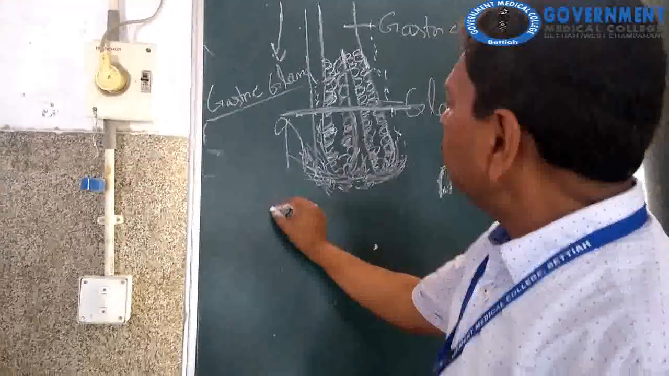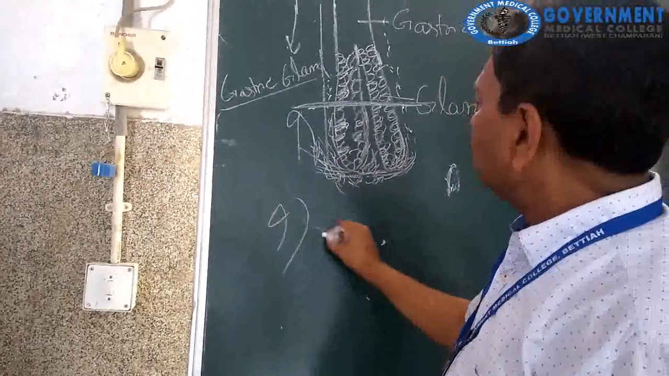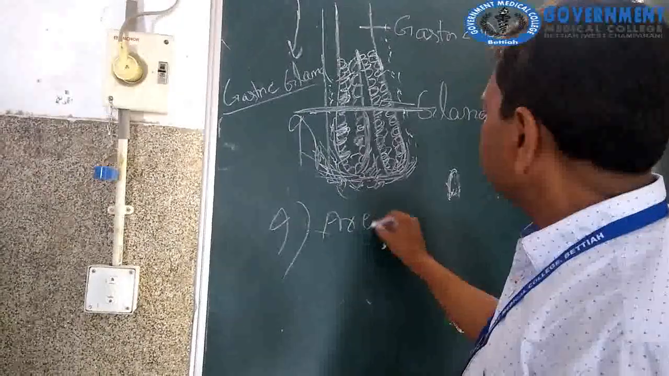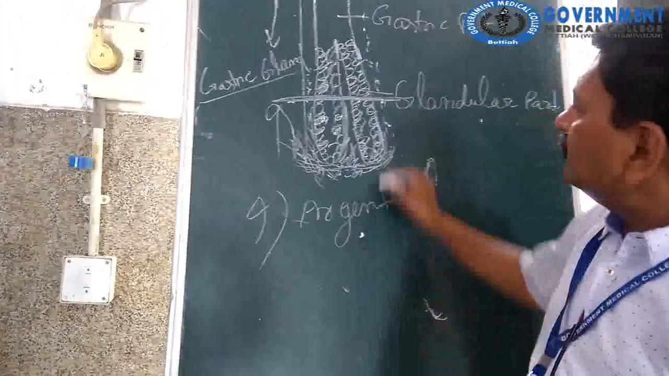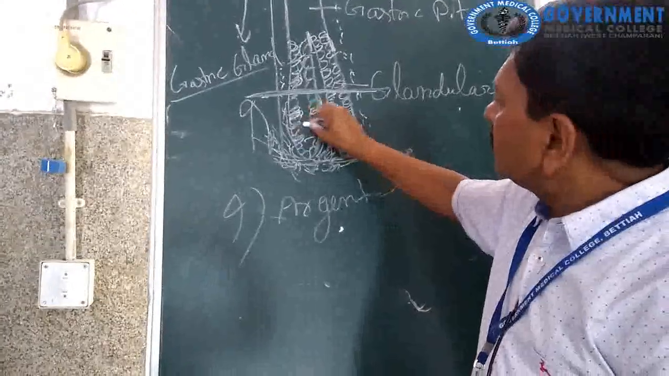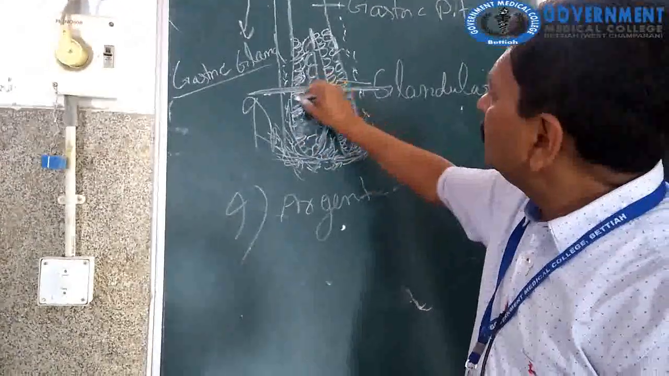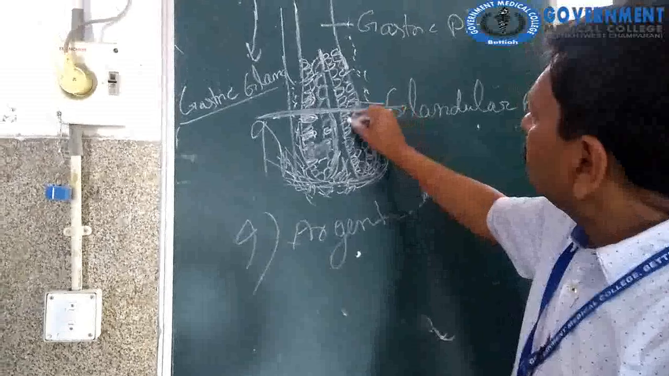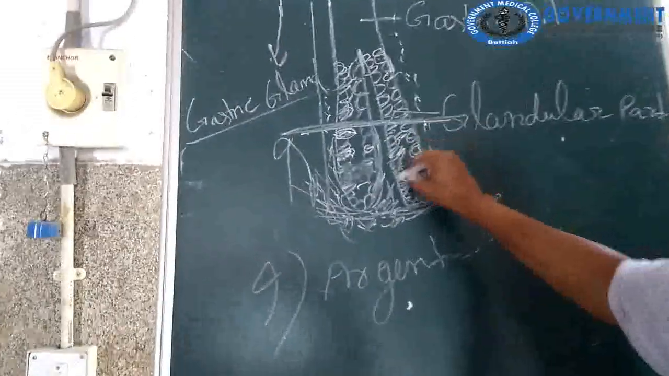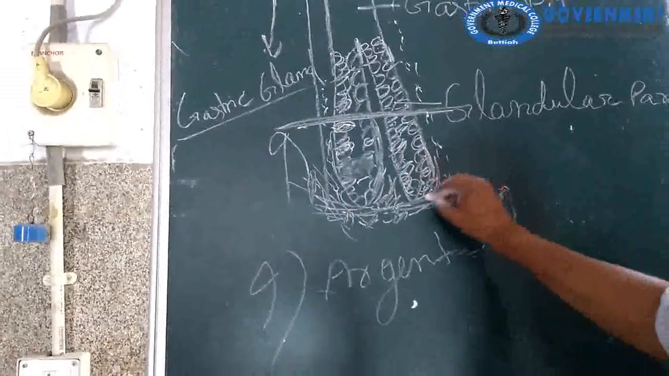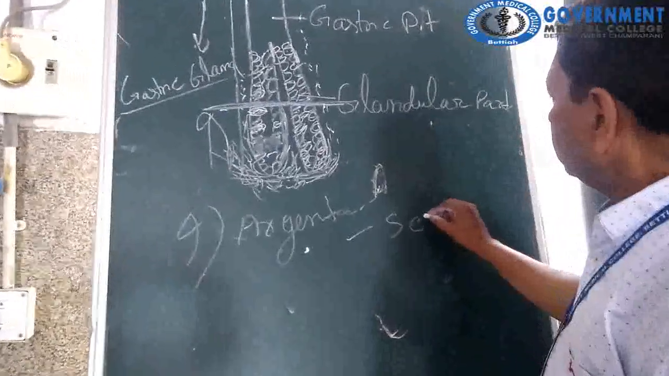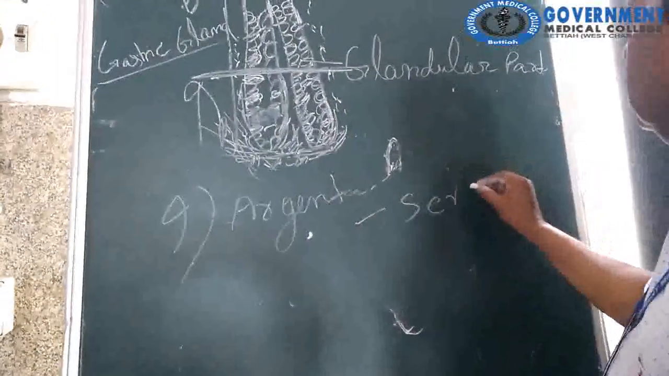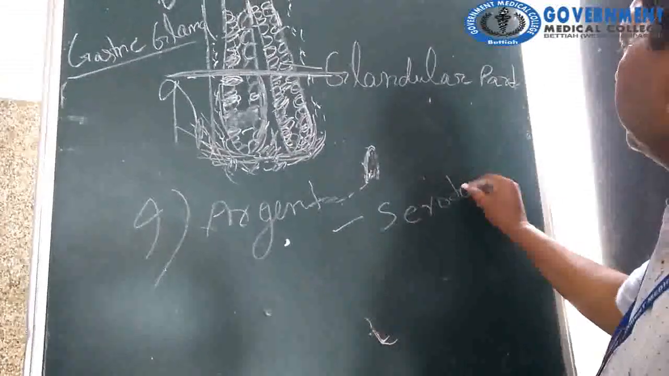Fourth is argentaffin cell. It is a large polyhedral cell dispersed in between the other cells. It secretes serotonin or 5-hydroxytryptamine, serotonin.